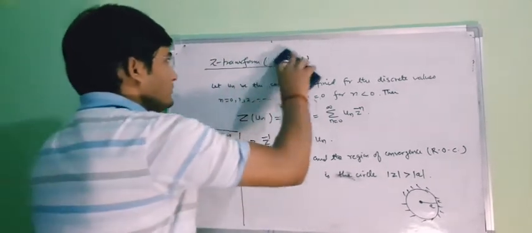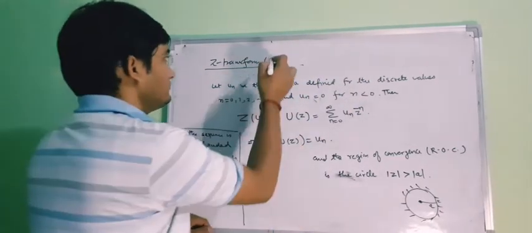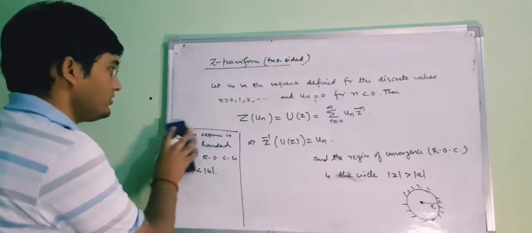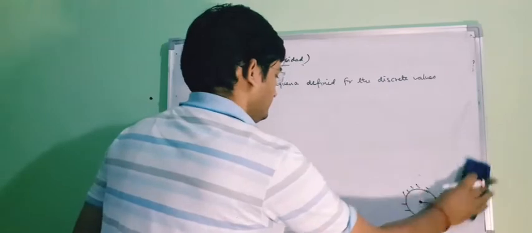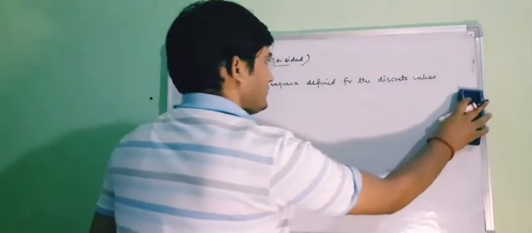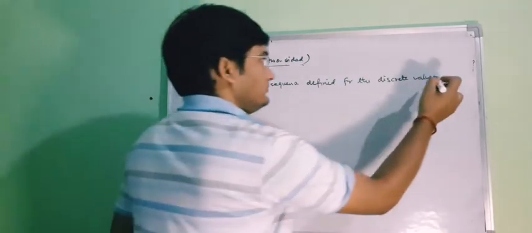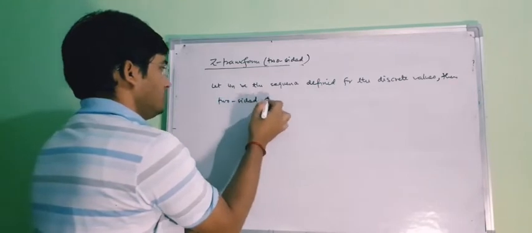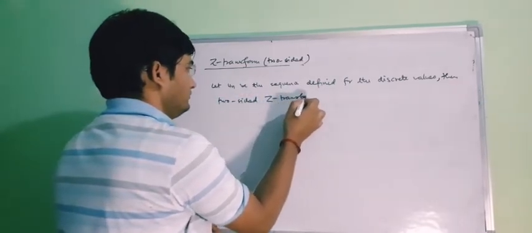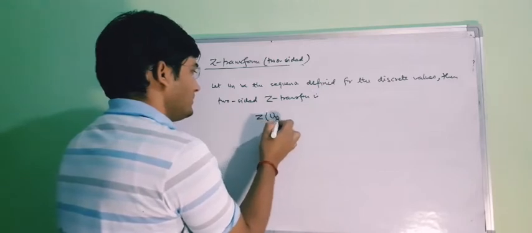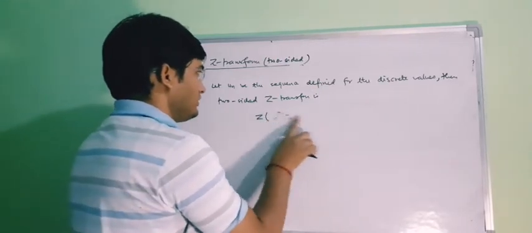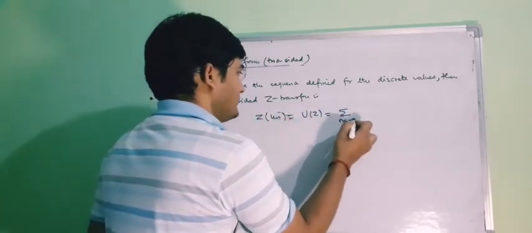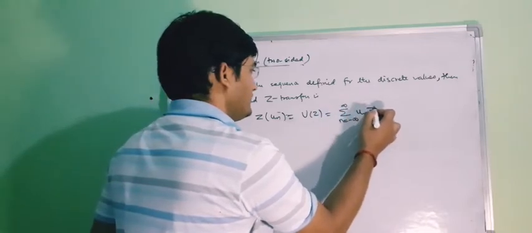And let us discuss the two-sided Z transform. Now let un be the sequence defined for the discrete values. Then the two-sided Z transform of un is equal to U of z equal to the sum from n equal to minus infinity to infinity of un z to power minus n.